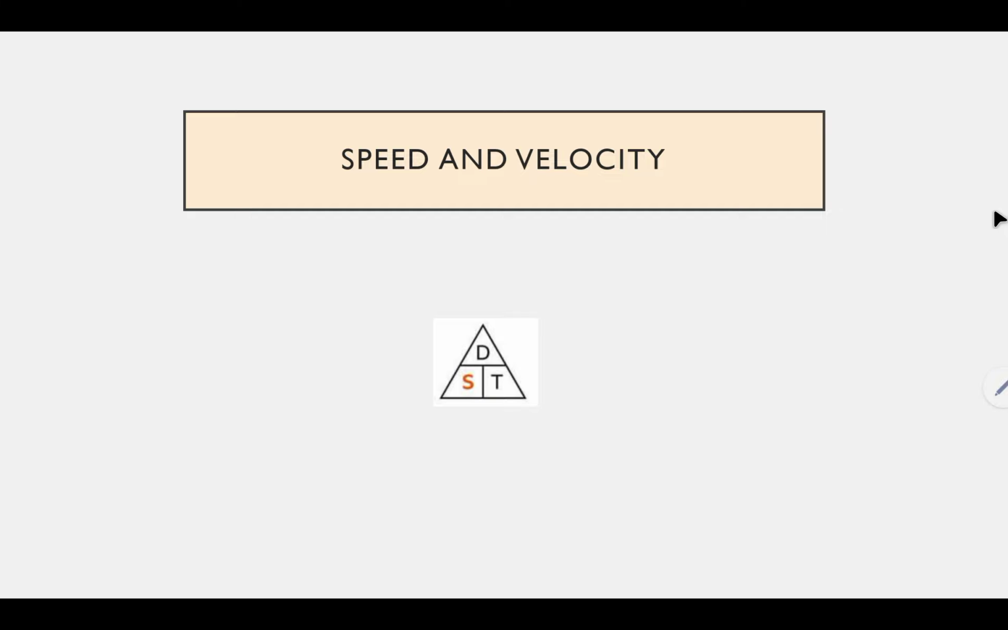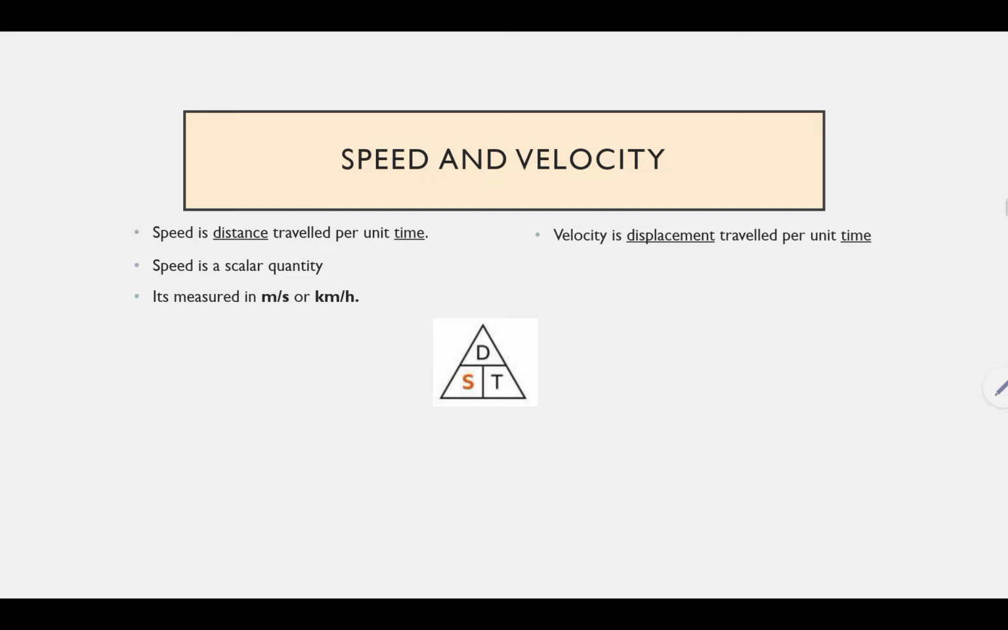Next, we have speed and velocity. Now that we know what distance and displacement are and the difference between them, that they are both measuring the length or the distance, but displacement has direction, this will help me with speed and velocity. Speed is distance traveled per unit time. It's a scalar quantity because I did not mention any direction, and it's measured in meters per second or kilometers per hour, because distance is in meter or kilometer and time is in seconds or hour.